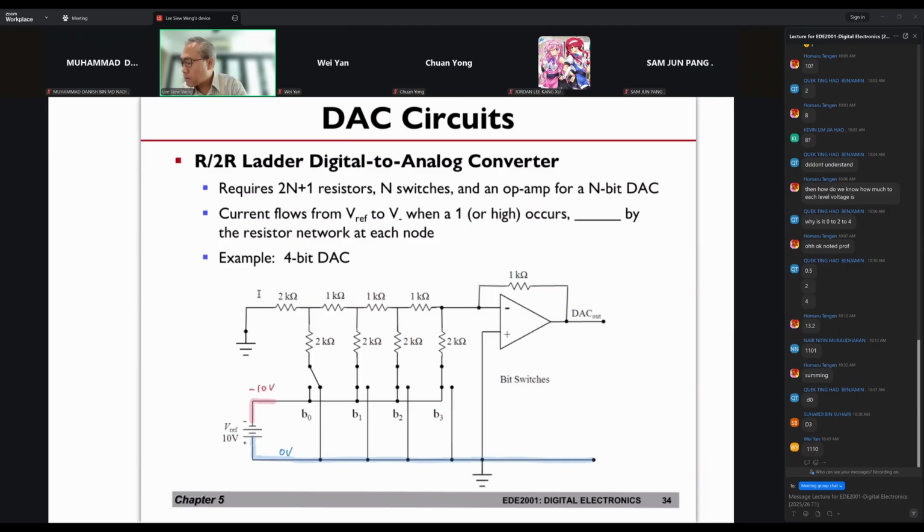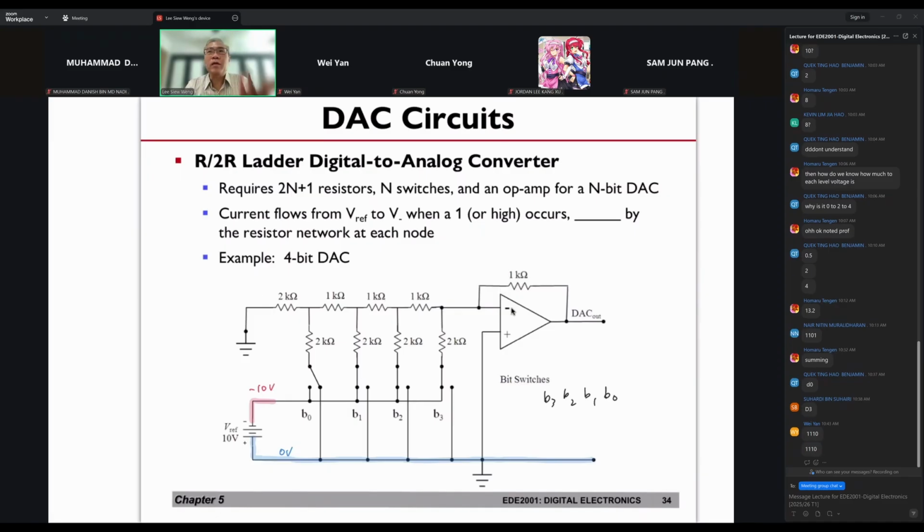So here, can anyone tell me for this particular example, what is the digital input? Anyone? Yeah, same thing. So it's still going to be 1110, because your negative 10 volts is connected to these three, whereas the other one is connected to ground. Okay, now, for every branch here, it is going to be half, right?